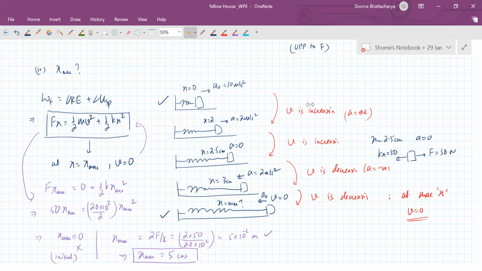Okay, very good, Anmol. So can you tell me what is the concept you've used for calculating the Vmax? At which point of time is V maximum? What should be the value of x when V is maximum? Yes, very good, Beta. That's correct.